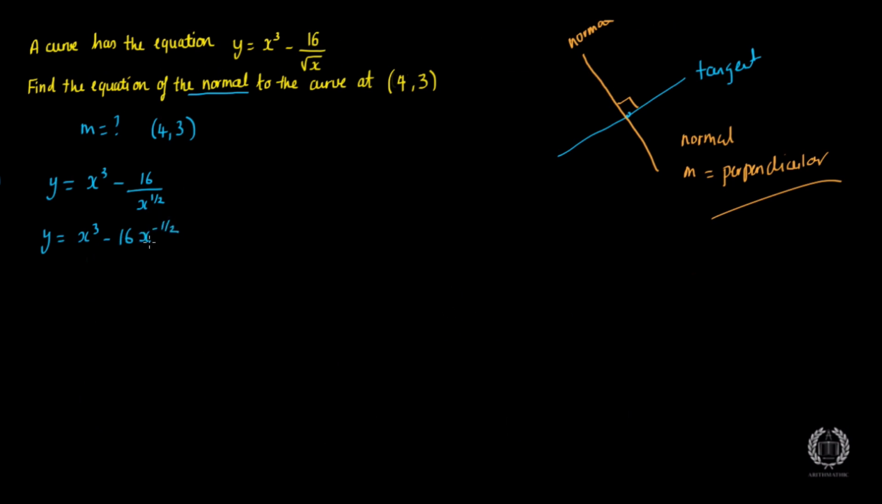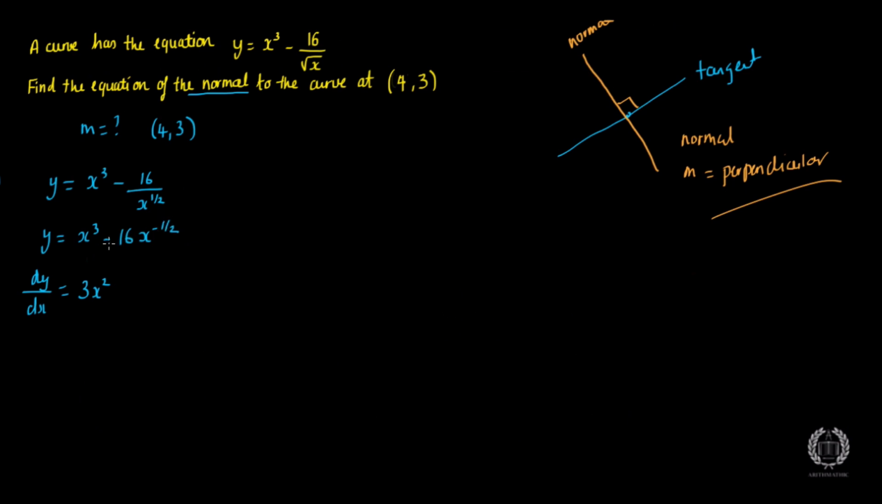GCSE indices, I think this is, right? So remember, whenever you move something from bottom to top, the sign changes. Because this was positive in the denominator, moving it to the top makes it minus. Now I'm going to differentiate, so I'm going to do dy/dx. This is going to be 3 times 1, 3, and then take away 1, so that's going to be 3x squared.